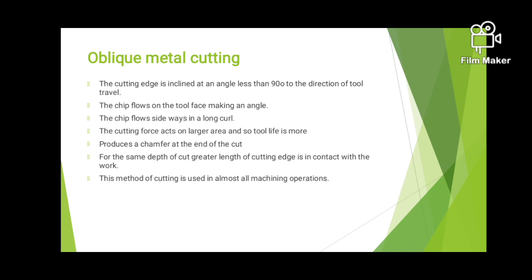Oblique metal cutting. The cutting edge is inclined at an angle less than 90 degrees to the direction of tool travel. The chip flows on the tool face making an angle. The chip flows sideways and is long. The cutting force acts on a larger area and produces a chamfer at the end of the cut. For the same depth of cut, a greater length of cutting edge is in contact with the work. This method of cutting is used in almost all machining operations.